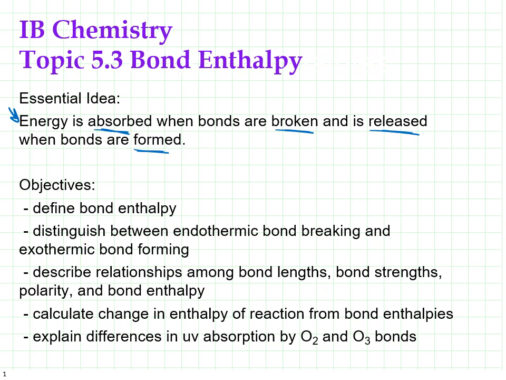Our objectives: we're going to define bond enthalpy. We're going to distinguish between those endothermic bond breaking processes and exothermic bond forming processes. We're going to describe relationships amongst bond lengths, strengths, polarity, and bond enthalpy. We're going to calculate some changes in enthalpies of reaction using bond enthalpies of the reactants and the products. Then we're going to explain some of the differences in UV absorption by molecular oxygen and ozone bonds.